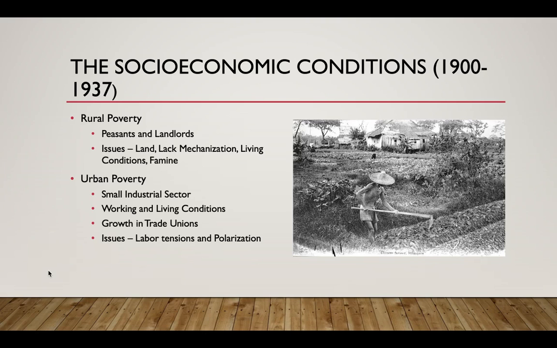When we look at the poverty that emerges in the urban parts of China, it can be contributed to perhaps, maybe, a small industrial sector. The working and living conditions are very similar to what you'll find in the rural parts. You do see the emergence of the growing trade unions, and that is going to help contribute to some labor tension and polarization, which will be some pretty dominant issues in the urban parts of China.